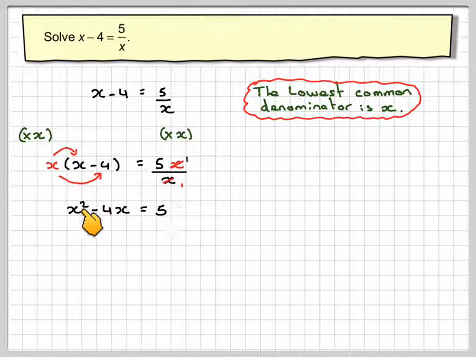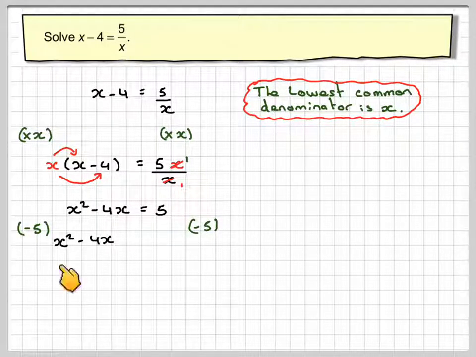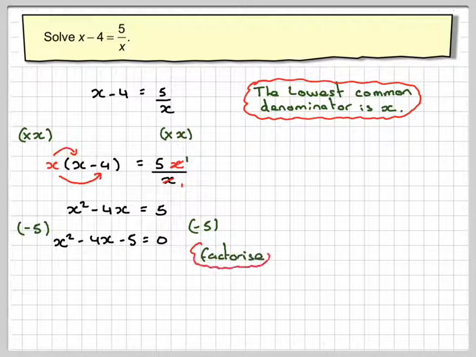Now this is a quadratic. To solve a quadratic, put it equal to 0, so we're going to take 5 from both sides. So we've got x squared minus 4x minus 5 is equal to 0. This is quite an easy one to factorise, so we'll factorise it with two brackets, putting in x. The numbers to make 5 are 1 and 5.